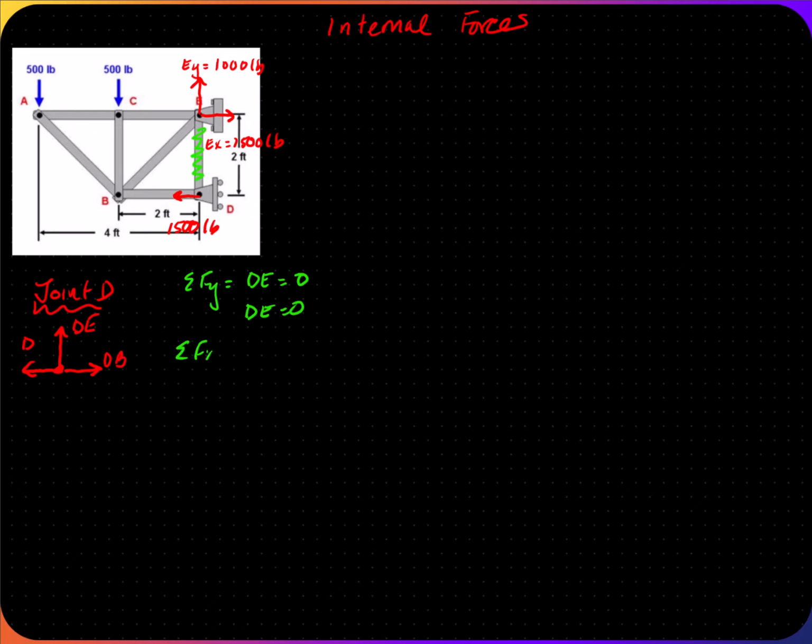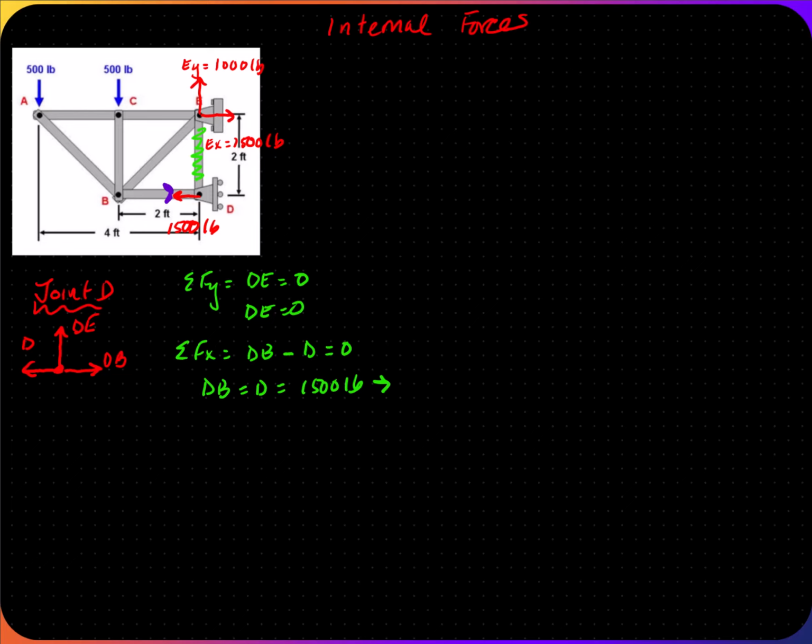Sum of Fx is equal to DB, going to the right, opposes D, which is going to the left, which is equal to 0. So DB equals D, which equals 1,500 pounds. And since it came out positive, I know my direction is correct and it is going to the right. So I'm going to draw my direction into the picture so I could keep track of it.